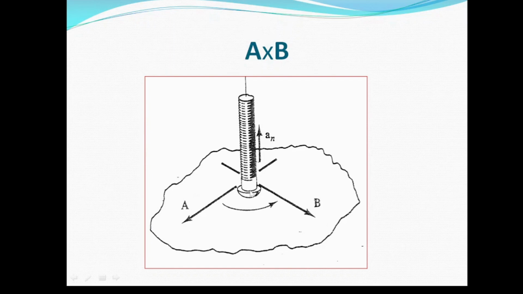This is according to the right hand screw rule. When the screw is rotated, we rotate it horizontally, but its movement is vertical. You need to learn about the multiplication of unit vectors: ax cross ax, ax cross ay, ax dot ax, ay dot ay. These multiplications of unit vectors are important.